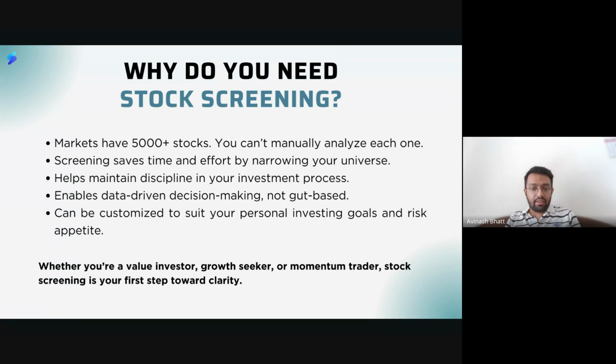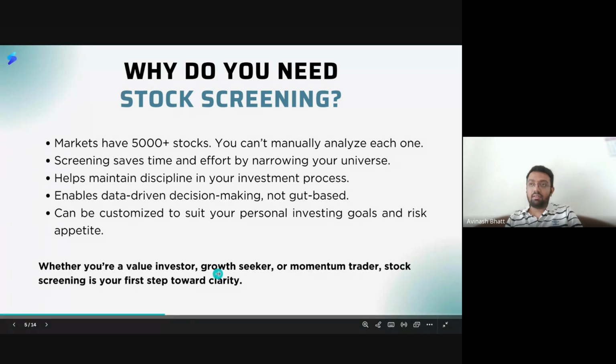Screening also helps maintain discipline in your investment process. Those who are new in the market will find this more relatable. Most of us begin investing or trading on tips from friends, some colleague, or social media, Telegram groups, etc. But once you start screening stocks based on your own investment framework, you won't have to rely on those anymore, right? So it helps us maintain the discipline.